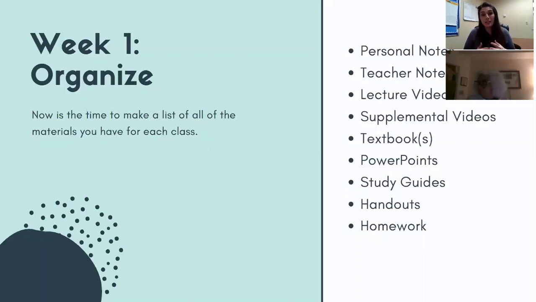This could include your textbook, whether that's a physical copy or an electronic copy, PowerPoints that are available to you. Some professors give study guides or even practice tests, all very helpful as well. Could be a handout that your professor has provided, or even homework.